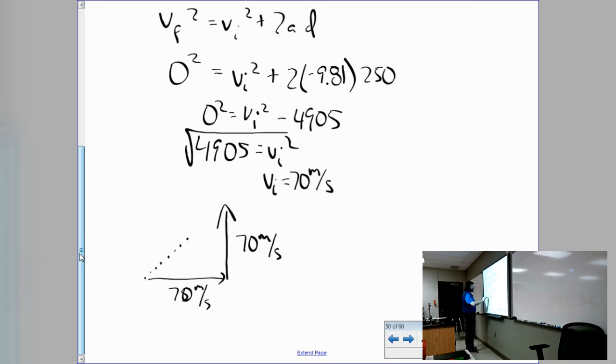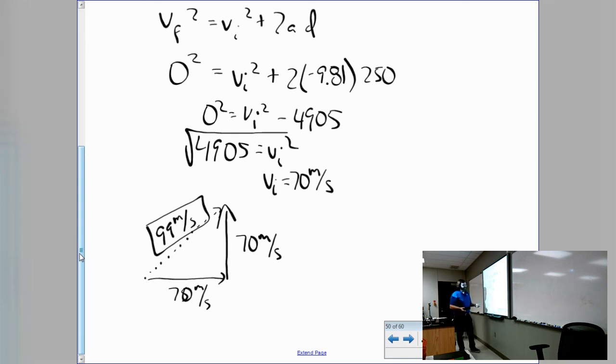And then we would want to know, again, the hypotenuse there. It's a 45, 45, 90 triangle, but we could also use the Pythagorean theorem. So 70 squared plus 70 squared, square root of that is 98.99, so 99. And there's your answer. That is the velocity that it was initially launched at a 45-degree angle.